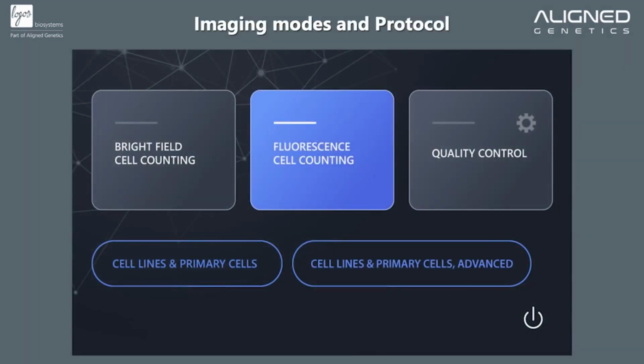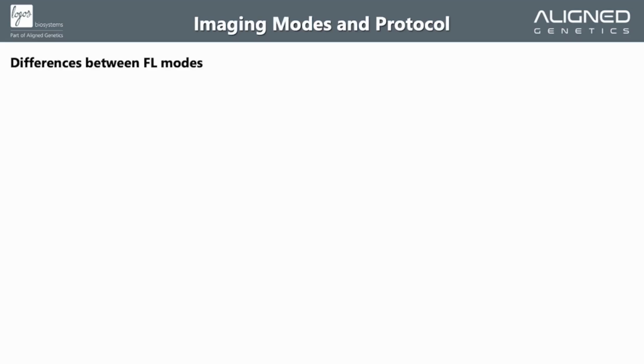Okay, then let's move to our UI. In our UI, you will be able to find the fluorescent cell counting option. After staining your samples with AOPI, if you want to use the fluorescent cell counting option, there's a caveat. When selecting fluorescent cell counting, there are two different modes. One is cell lines and primary cells. Another is cell lines and primary cells advanced mode. For simplicity, we refer to them as basic mode and advanced mode.